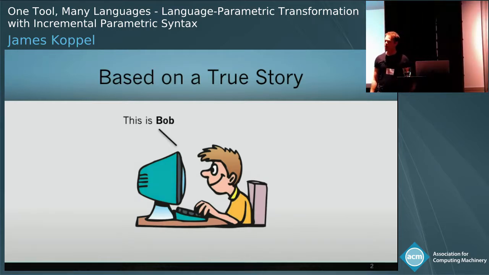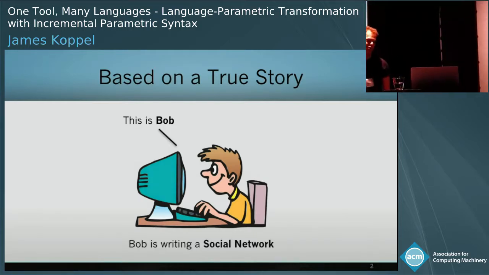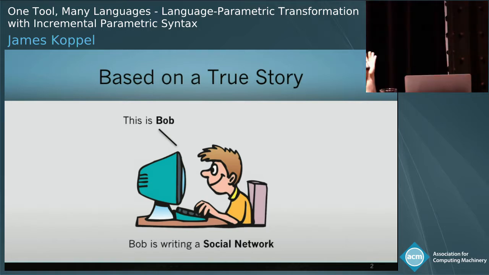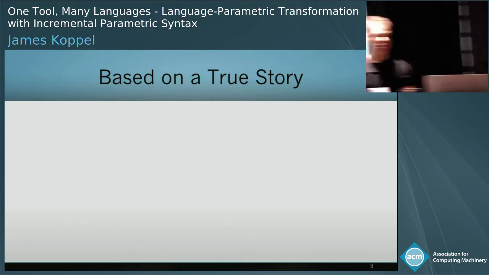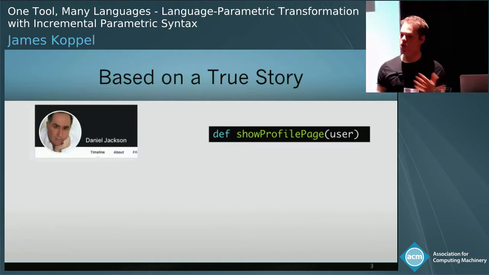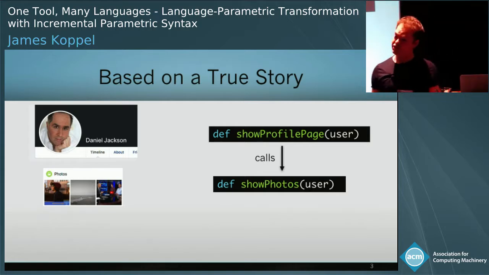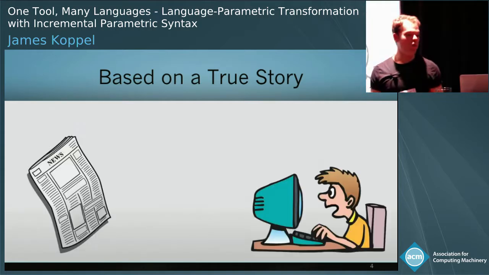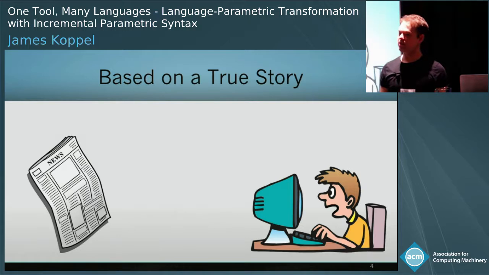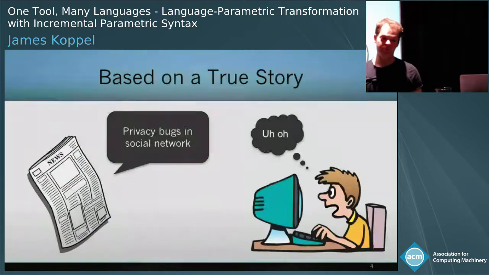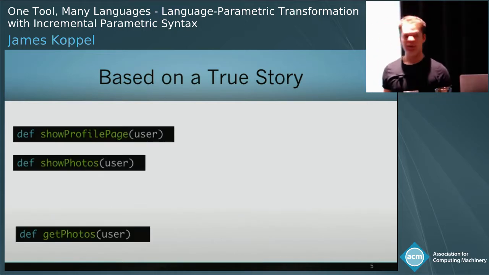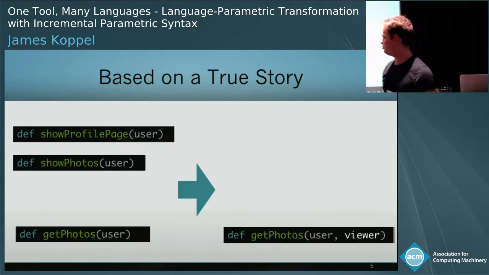This is Bob. Bob is writing a social network and possibly doing a graph search on it. So he has to write his social network with a lot of code in multiple layers to display a profile page, show the photos, and fetch them from the database. One day, the media attacks Bob. There are privacy bugs in his social network. Uh-oh. To fix them, he needs to re-architect his code.